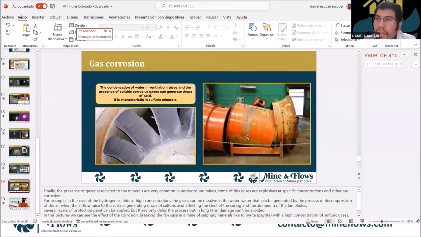The problem of using traditional methods, for example filters or air washers used in many industrial plants, is that the quantity of air used in these industrial plants is very small with respect to the air used in mine ventilation systems. Because of that, it's very complicated to use, for example, air washers or maybe limestone, I don't know how you say caliza, to neutralize the acid of the air.